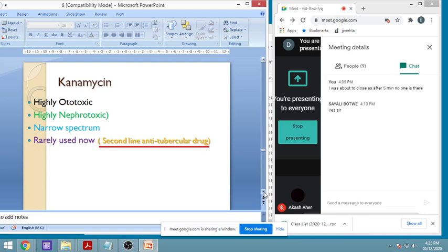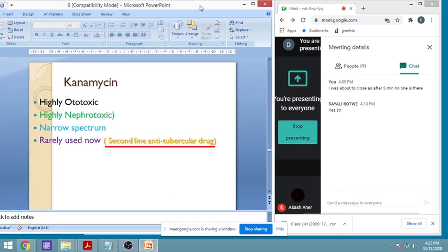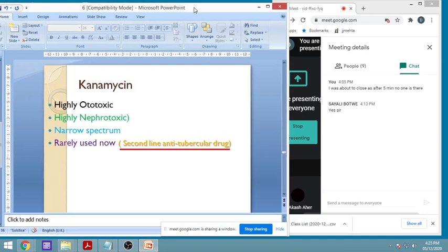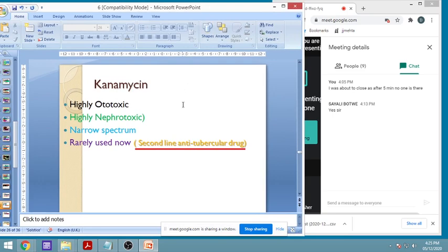So kanamycin is next. It is also highly ototoxic and highly nephrotoxic. It has a narrow spectrum, and it is rarely used now. We can say it is a second line or third line antituberculosis drug, because even streptomycin is less used. So it is used only in very remote situations, kanamycin.